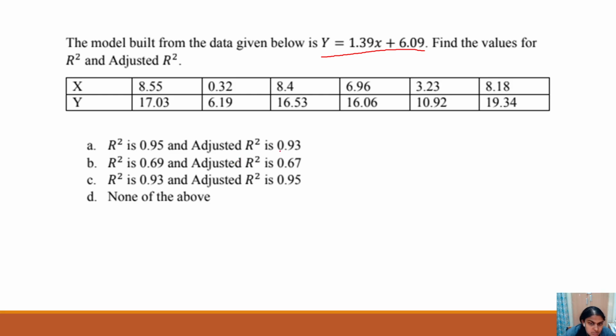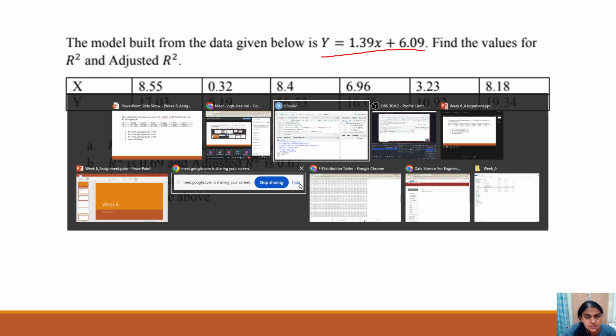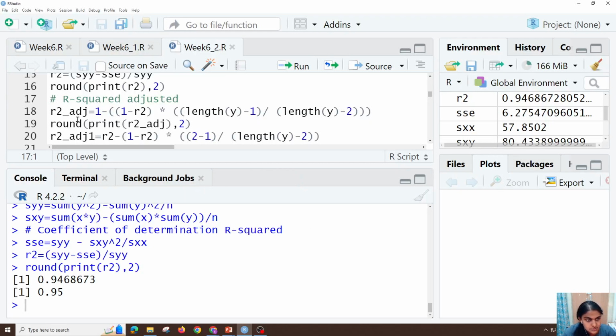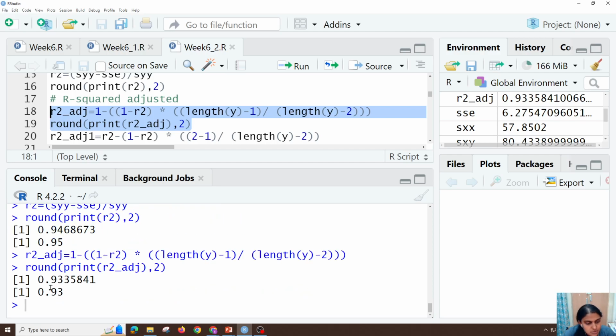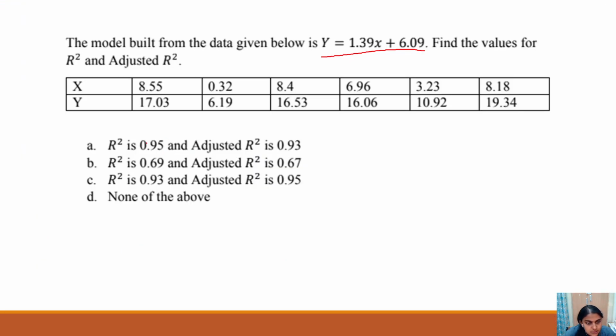Then the next one is adjusted R square. There is another option given where R square is 0.93 and adjusted R square is 0.95. So we'll see the adjusted R squared value as well. Just like earlier, we have two equations, so I run one of them and get 0.9335 as the adjusted R squared value, or 0.93 if you round to 2 places. So in this question, R square is 0.95 and adjusted R square is 0.93.